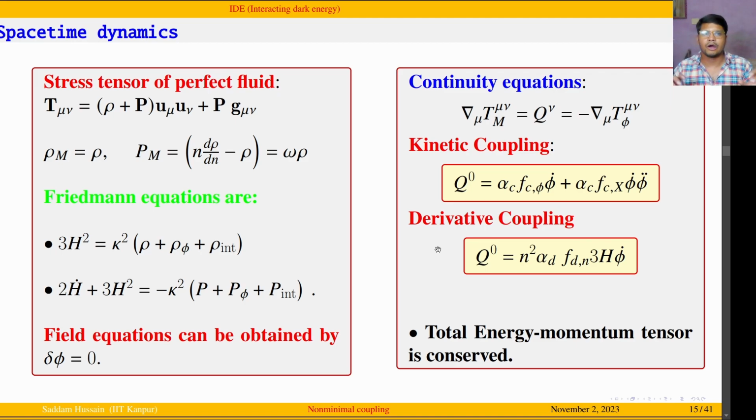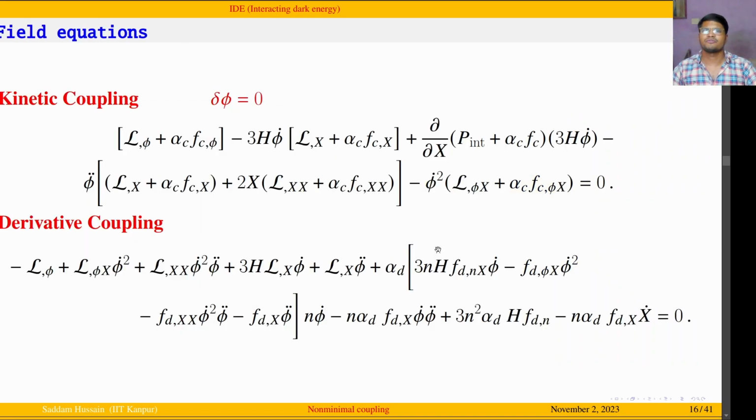Now, with our fundamental approach, we have an action, and if we study it in perturbation, there will be no instability. We do not have to manipulate anything by hand; everything will be consistently fixed from this approach. In this case also, the total momentum energy is conserved, and so these are the field equations in the case of kinetic coupling and derivative coupling. It looks very complex.